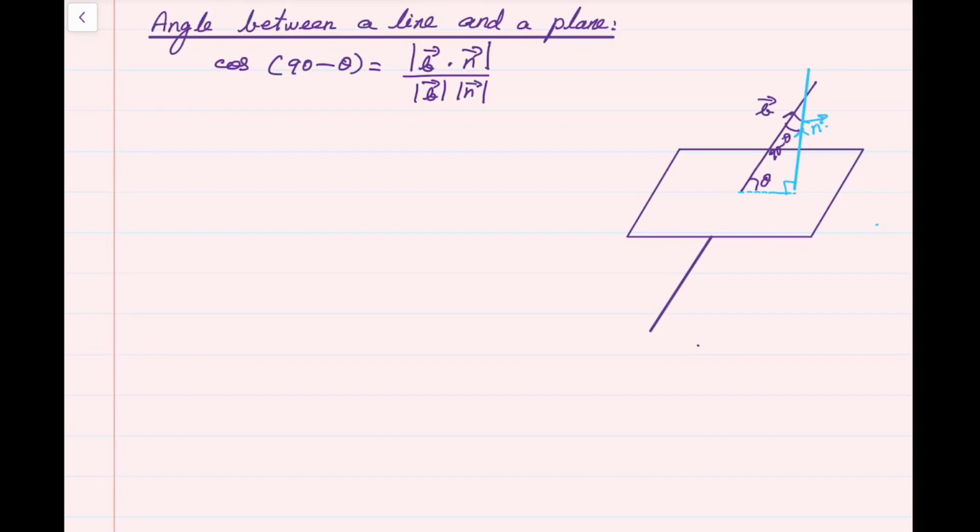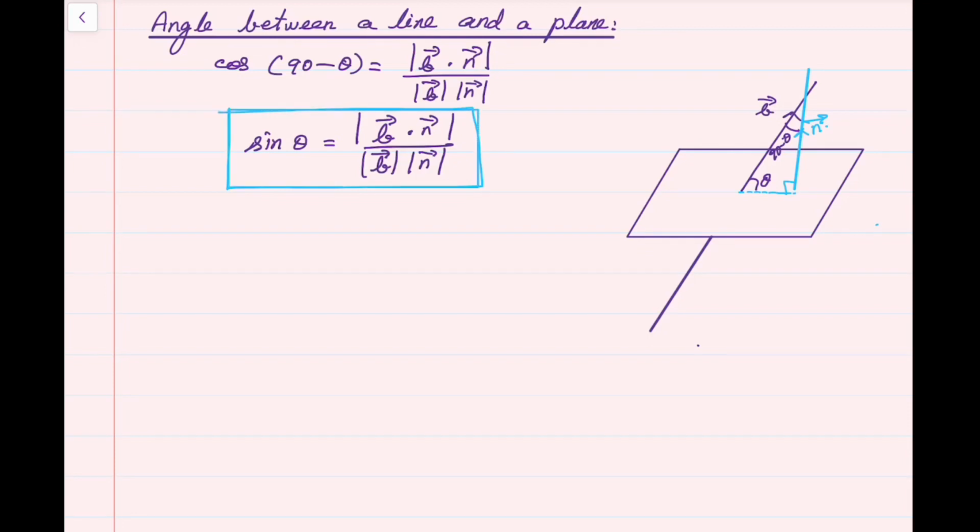But cos of 90 minus theta is sin theta. Vector b dot vector n divided by magnitude of vector b times magnitude of vector n, with an absolute value sign for the numerator to give the acute angle between them. This is the formula to find the angle between a line and a plane. Only this formula has sin theta. All other angle formulae have cos theta.